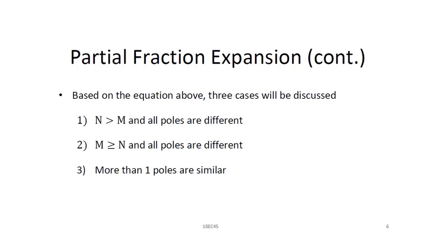The second condition is m greater than or equal to N. If the order of the numerator and denominator are equal or the numerator is greater, and all poles are different, then it's not possible to apply the partial fraction method directly. So you need to convert by using the long division method in such a way that the order of the numerator should be less than the denominator. That is the second condition. And the third one, more than one pole is similar. The similar poles are present at one location.